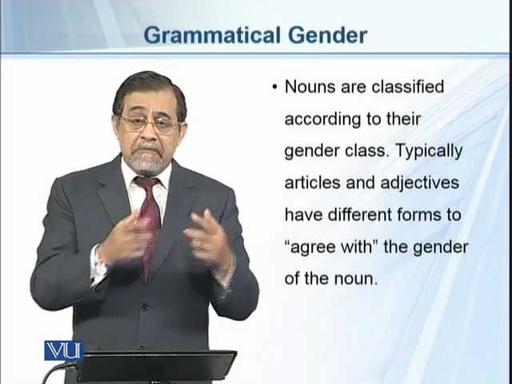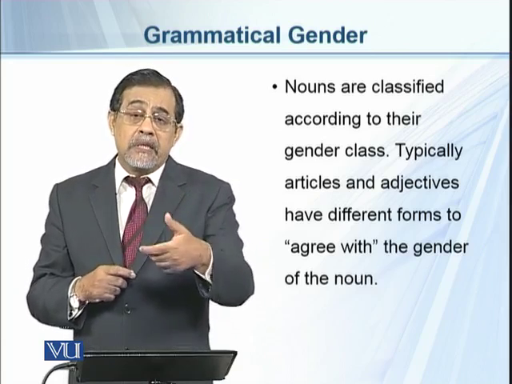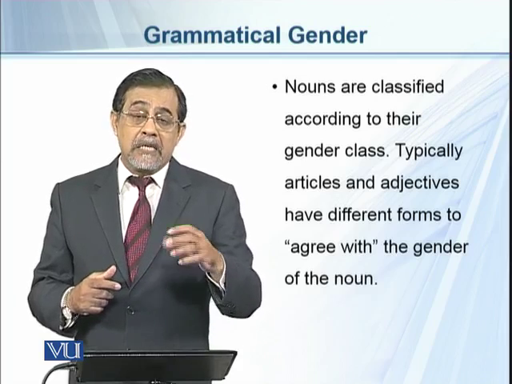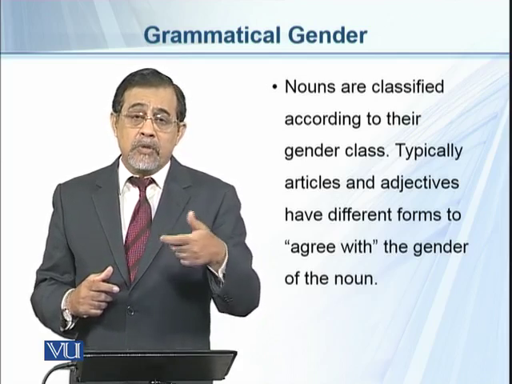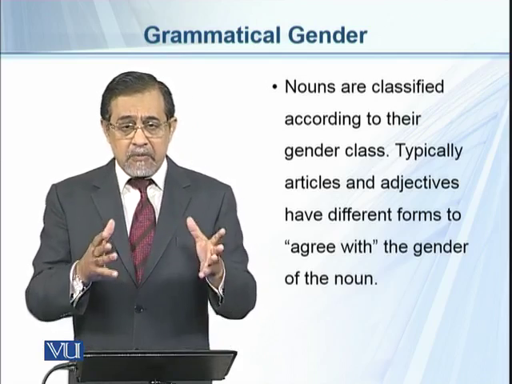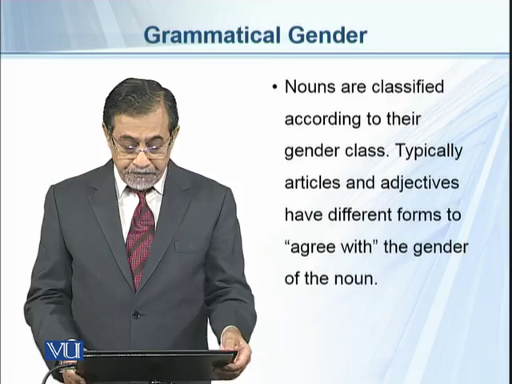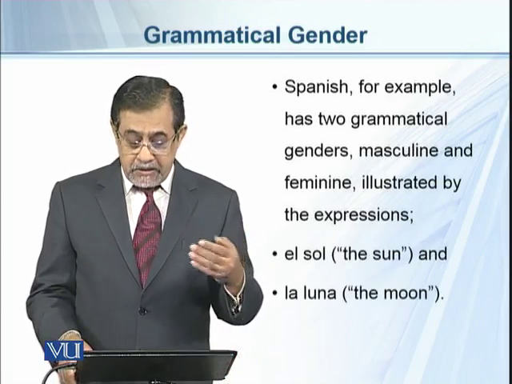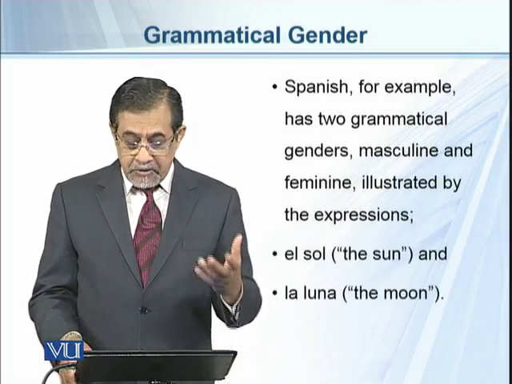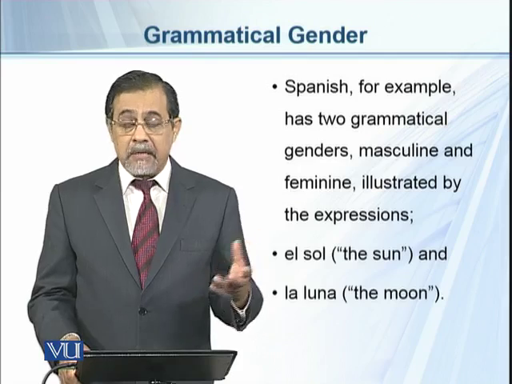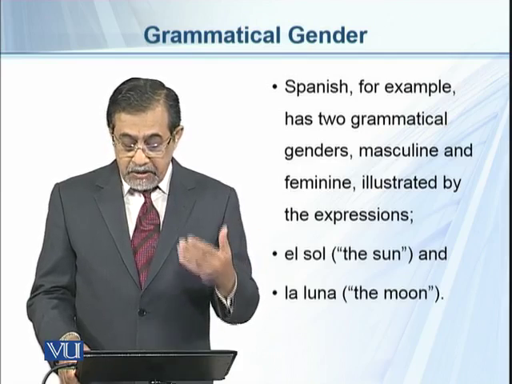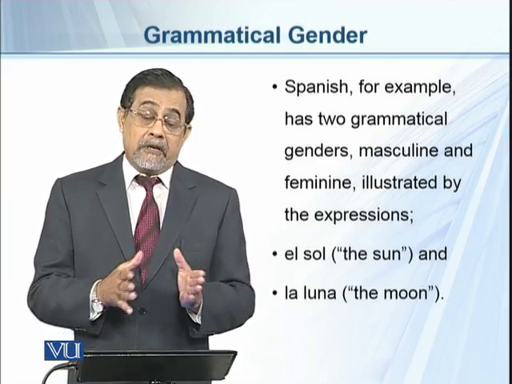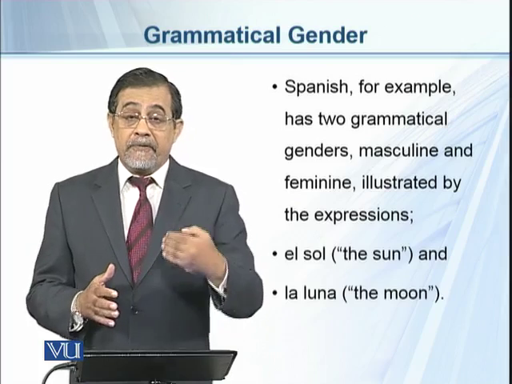Not only the adjective, even the article used with this noun has to be either an article used for masculine nouns or for feminine nouns. And this is found in many languages. For example, Spanish has two grammatical genders, masculine and feminine, illustrated by the expression el sol, the sun, and la luna, the moon. So you can say that the article with the noun also is different on the basis of masculine or feminine.